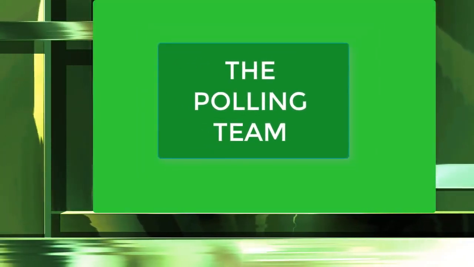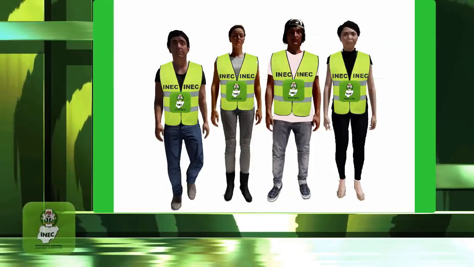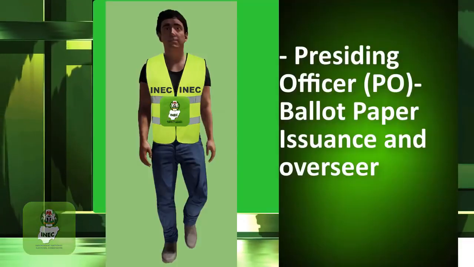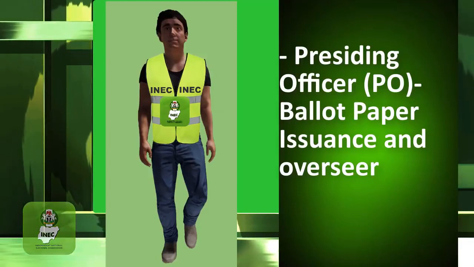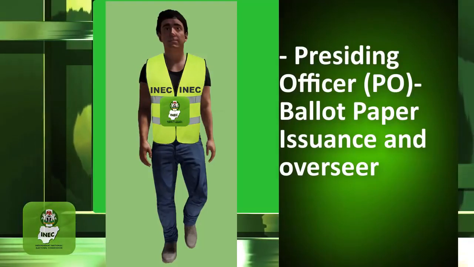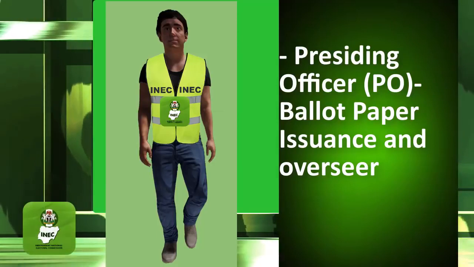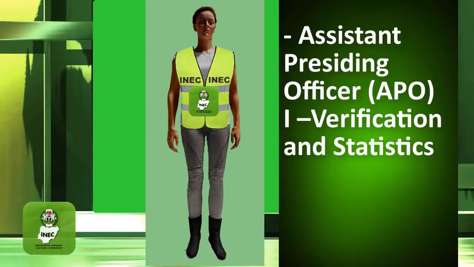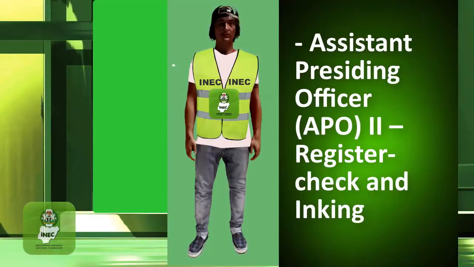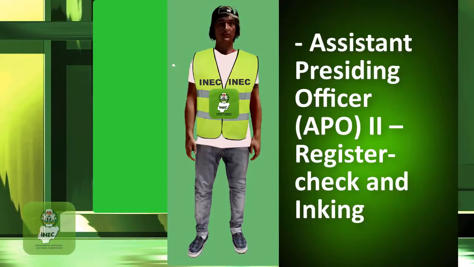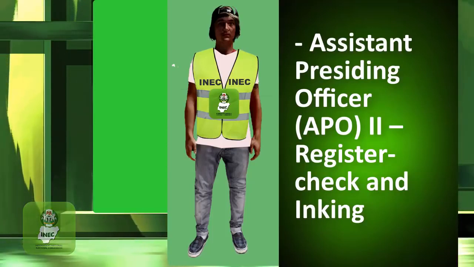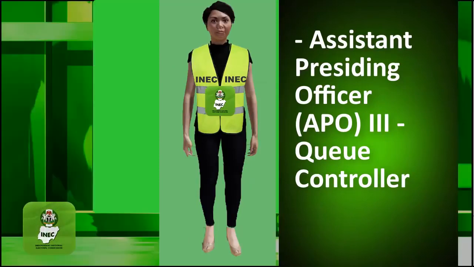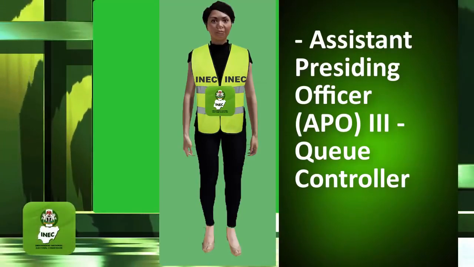Module 1. The Polling Team. At a polling unit (PU), there shall be a minimum of 4 officials comprising: Presiding Officer (PO), Ballot Paper Issuance and Overseer; Assistant Presiding Officer (APO1), Verification and Statistics; Assistant Presiding Officer (APO2), Register, Check and Inking; Assistant Presiding Officer (APO3), Queue Controller.